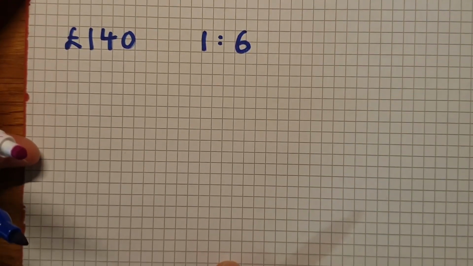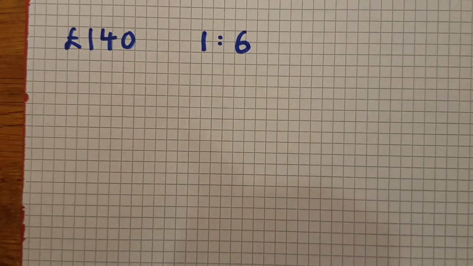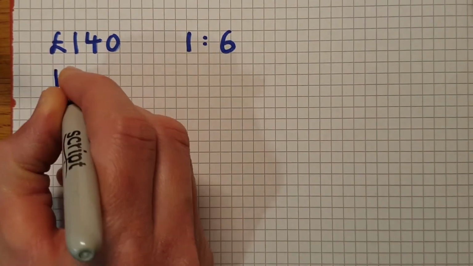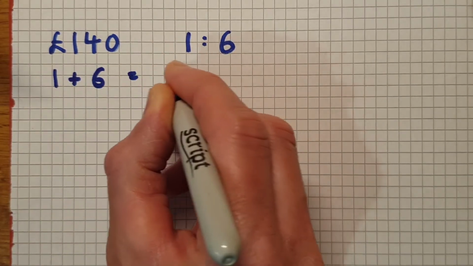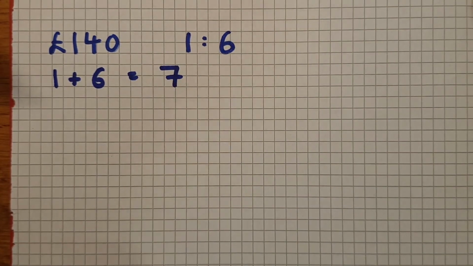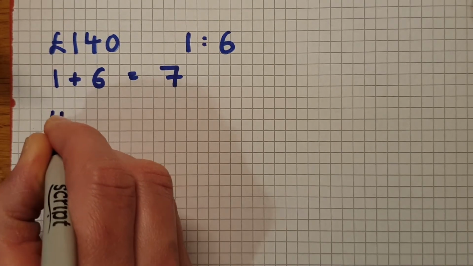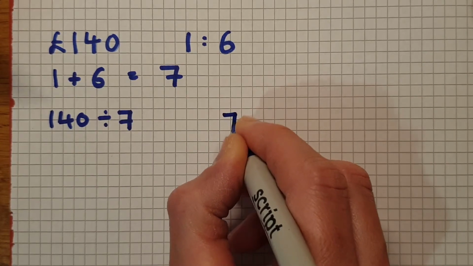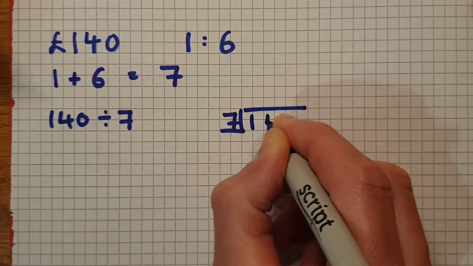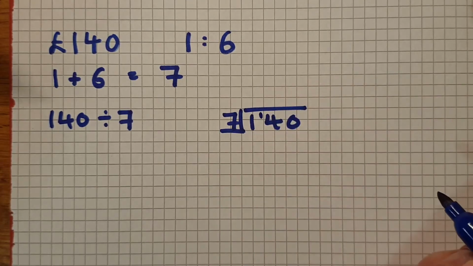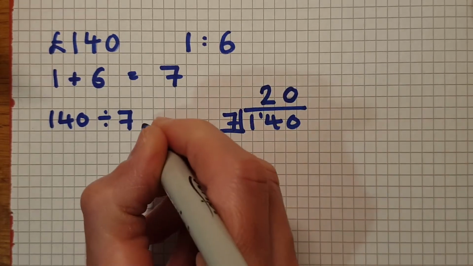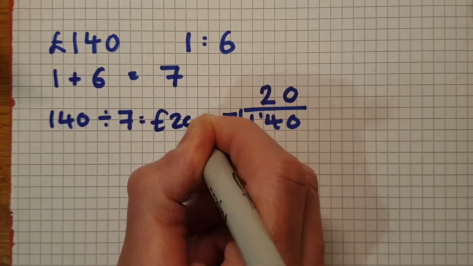we're splitting £140 this time, but we're using a ratio of 1 to 6. Now, we've got to add those two numbers together first, so we start off by doing 1 add 6. So 1 add 6 equals 7. Now, that's what we need to divide 140 by, so we have to do £140 divided by 7. Now, we can write that down over here again as a wee calculation. So 7 doesn't go into 1, so you carry the 1 over. 7 goes into 14 twice. 7 doesn't go into 0, so it comes to 20. So that's going to be £20.